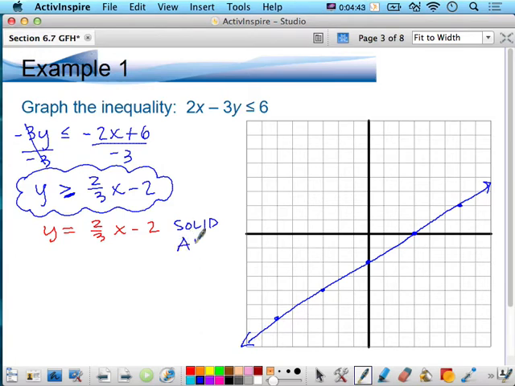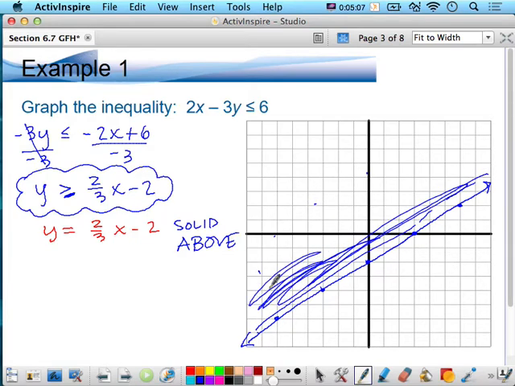And if you're not sure, you can plug a test point into the original to see if it makes it true or false. But because y is by itself and it's greater than, not less than, we shade above. So we shade everything above the line. If you put your pencil here and look above, we're going to shade on this side that's up above there. So all of this should be shaded.